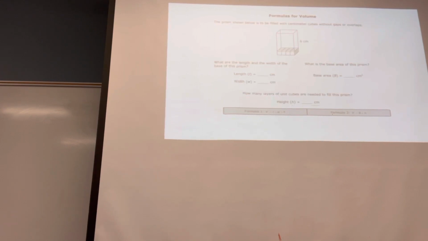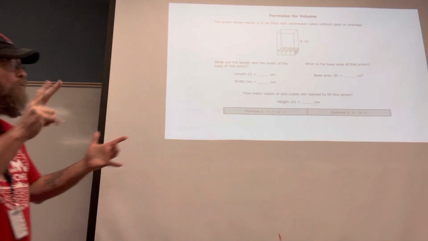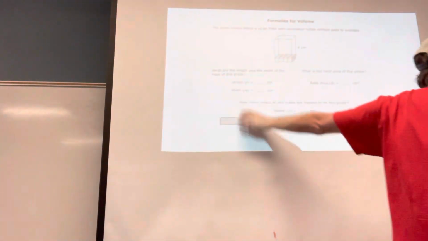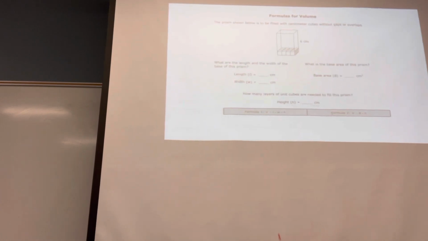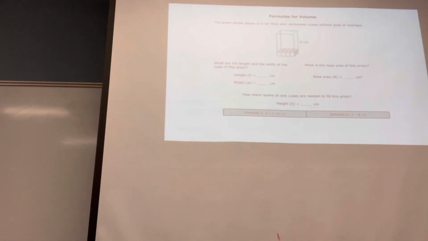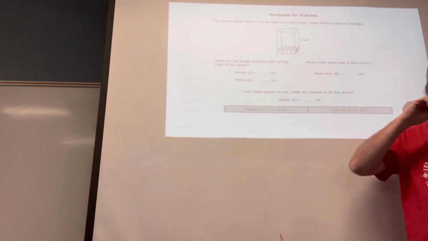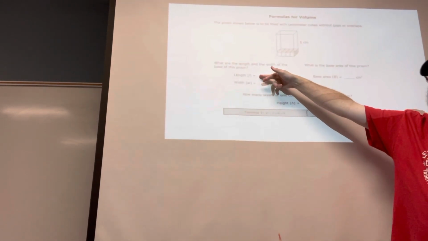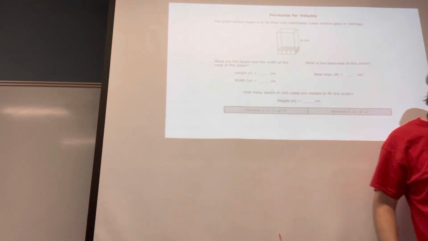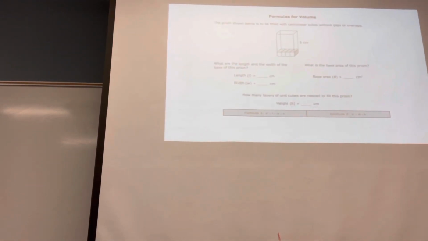All right, the prism shown below is to be filled with centimeter cubes without gaps or overlaps. What are the length and width of the base? Now, length and width, I always get backwards, so you're just going to tell me what two numbers go here. Brooke. The length is 4 centimeters, and the width is 3 centimeters. Good. So 4 or 3, however you put them in here. I don't know. People do length and width differently. Doesn't really matter.